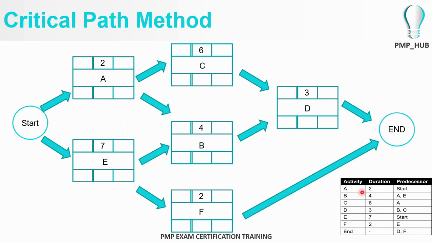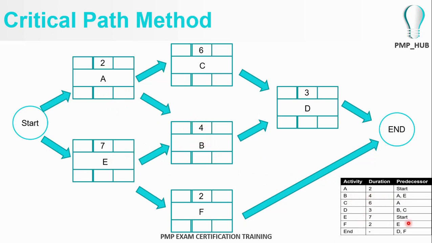So activity A and activity E commence from the start. Under the notation, the center box indicates the duration of the activity, so 2 and 7 are there. And activity C follows A directly with a duration of 6 days. Activity B follows A and E for a duration of 4 days.